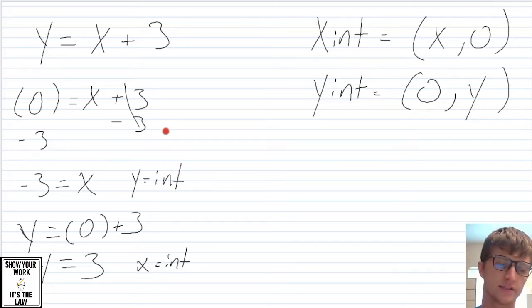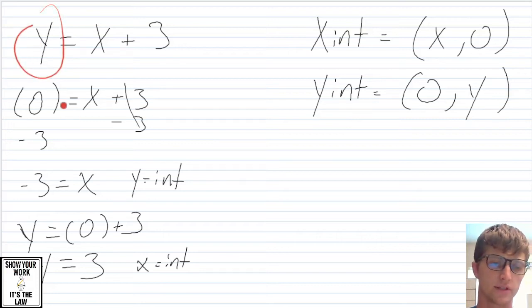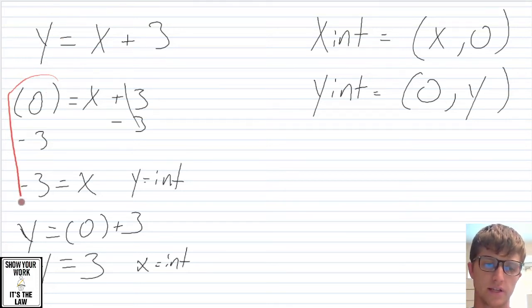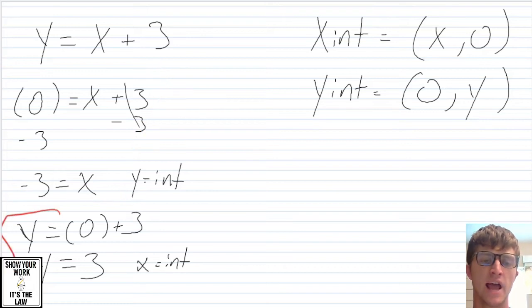But yeah, the point is, if we want to find the intercept, we just set each of them equal to 0 and solve separately. We set y equal to 0 and solved. We set x equal to 0 and solved for the other variable.